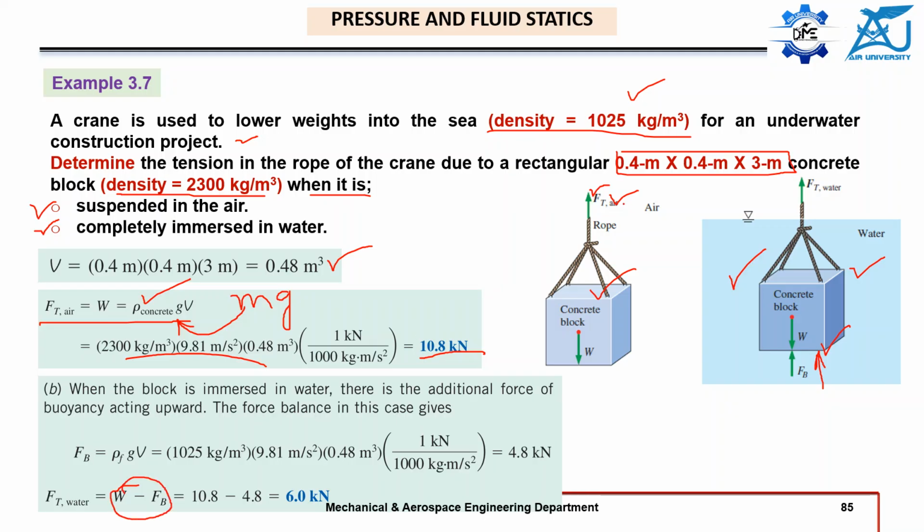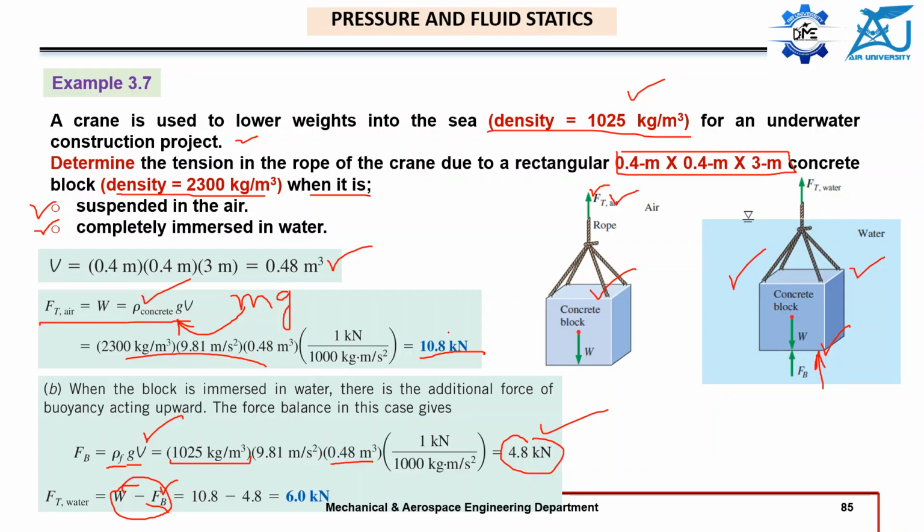So this tension in the string will be lowered by a fraction of this Fb. And how can we find out this Fb? Simply rho gV. V is the same volume of the cube. This is also the volume of the fluid that has been displaced, times g. But the density which we will use here is the density of water, seawater. So this is that 4.8 kilonewton.